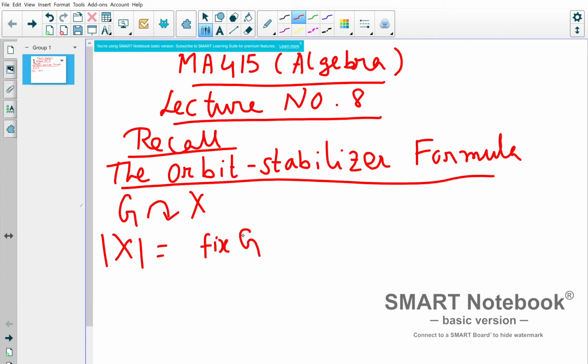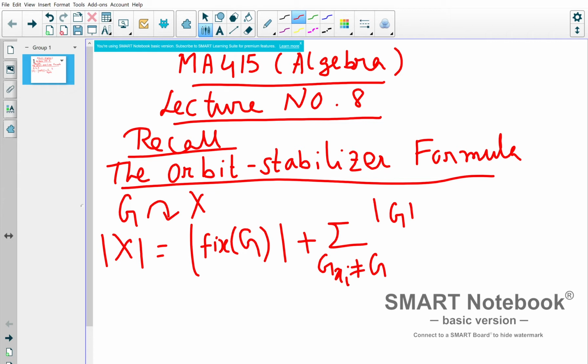of G under the actions, and plus those that are not fixed points. So those are all those xi such that the stabilizer of G at xi is not equal to the full group, and then order of G by order of the stabilizer, which is nothing but the index of the stabilizer of xi in G, right? So this was the orbit stabilizer formula. We have given a little proof of that formula, right?